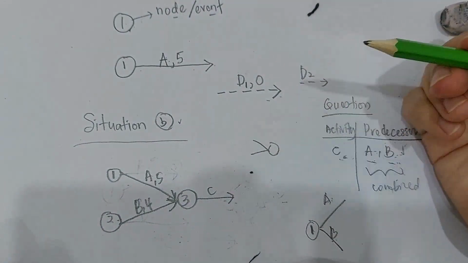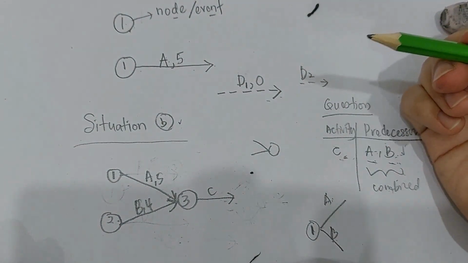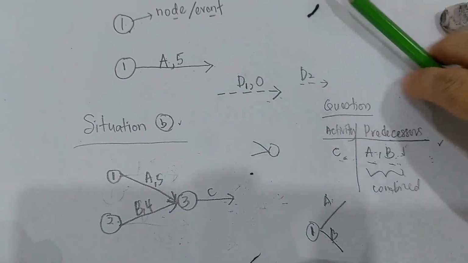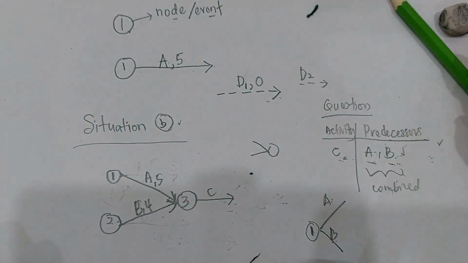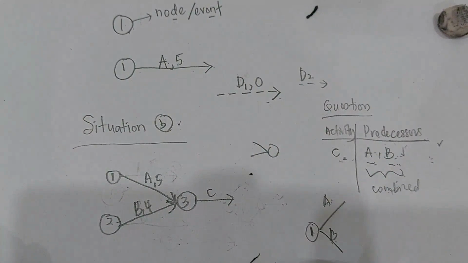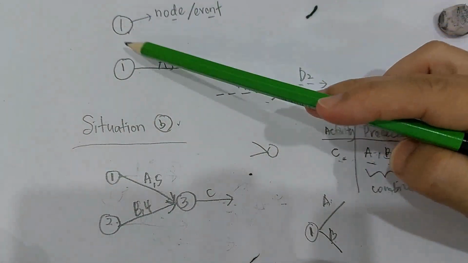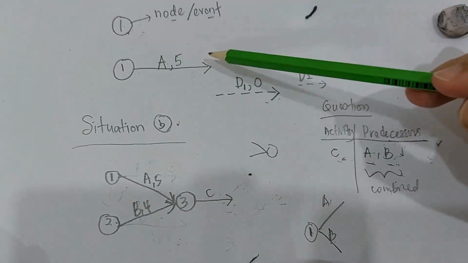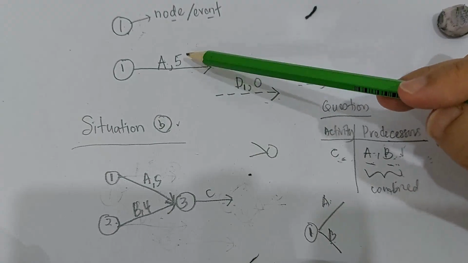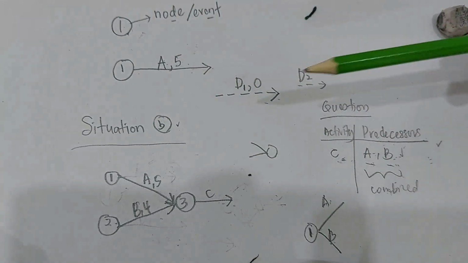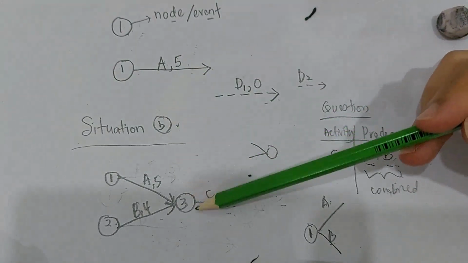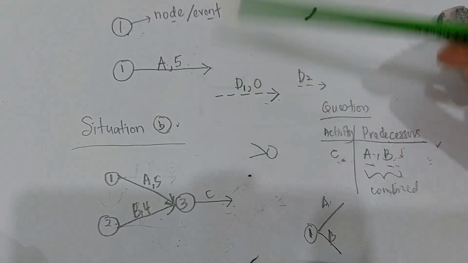You see, different drawing because of the nature of the predecessors. So these are the rules that you need to understand first. Okay, that is to draw the event number, the activity name together with the duration, situation A just now, and also situation B here, because they are very important.